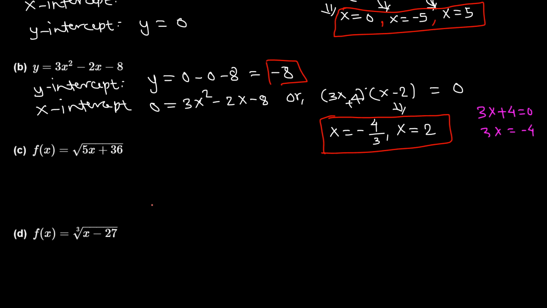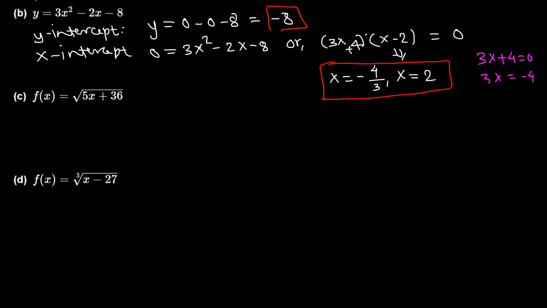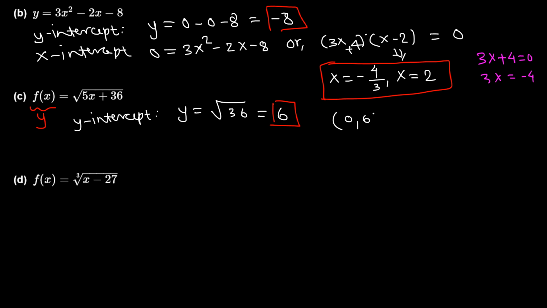Okay, let's do the same thing for part C. Here instead of y we got the function f of x, which is pretty much y. Now to find the y intercept, we plug in x equals 0. So y equals the square root of 5 times 0 plus 36, and the square root of 36 is 6. So the y intercept is just 6. In coordinate form this would be (0, 6).